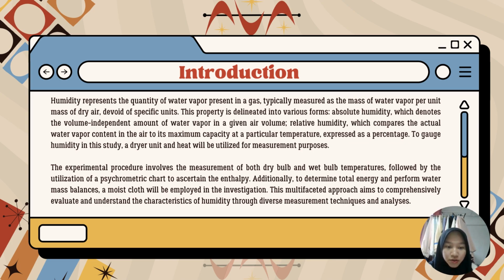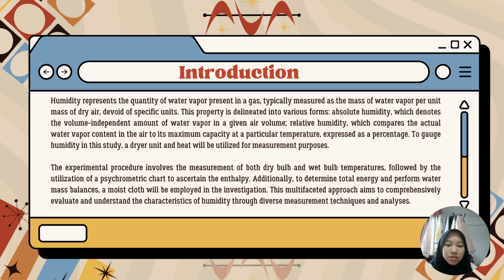Humidity represents the quantity of water vapor present in gas. Typically, it is measured as the mass of water vapor per unit mass of dry air, divided into specific units. This property is delineated into various forms: absolute humidity, which denotes the volume-independent amount of water vapor in given air volumes, and relative humidity, which compares the actual water vapor content in the air to its maximum capacity at a particular temperature, expressed as a percentage. To gauge humidity in this study, a dryer unit and heat will be utilized for the measurement process.